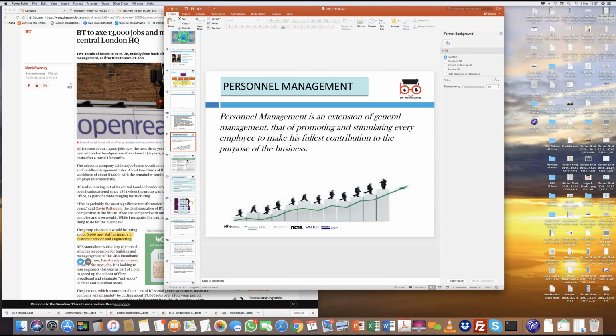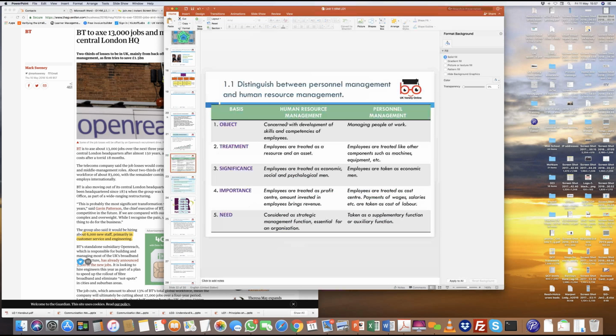When we look at the key differences in the table that I've put together, HR is more concerned with development of skills and competencies, but personal management is more about managing people. So sometimes you see that people who get promoted become department heads or line managers. You see that these people have the art of managing people. That means over the years they've developed experience, and they now have the art of getting the work done from people as a resource.